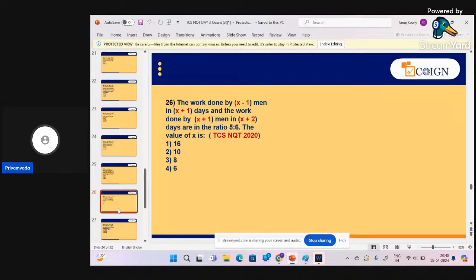The next question is: the work done by x minus 1 men in x plus 1 days and the work done by x plus 1 men in x plus 2 days are in the ratio 5 is to 6, right? And they are asking the value of x.